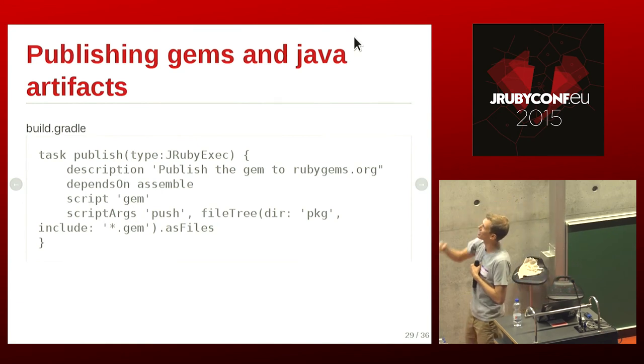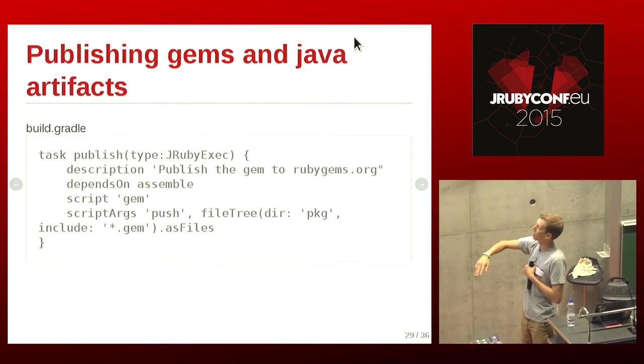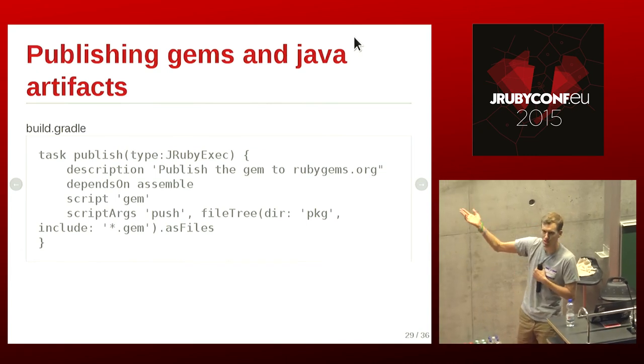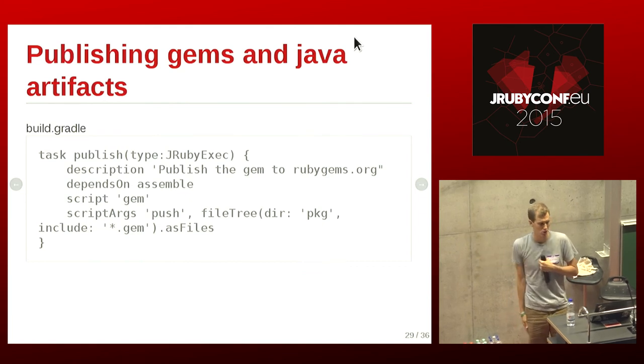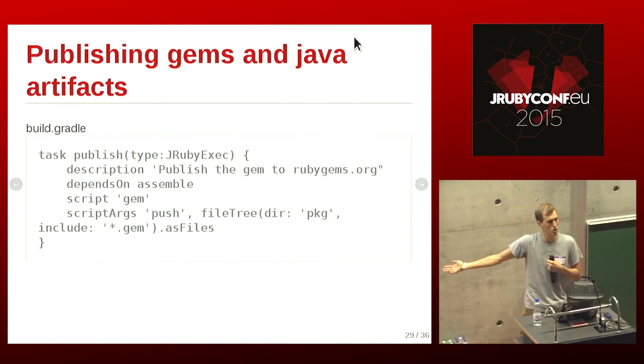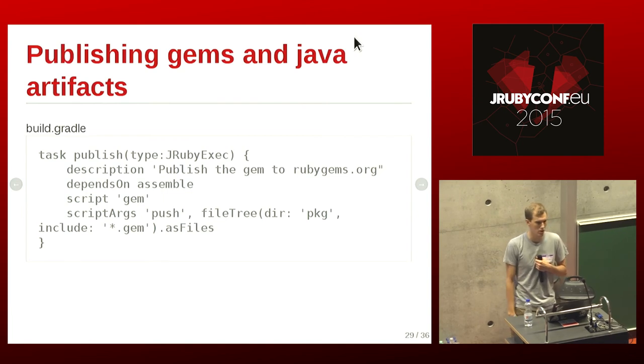This is something that will be coming in a future release, but right now, if you need to call anything or you need to work with anything in the Ruby ecosystem, you can just fire up a JRuby exec. So when I need to publish gems for my JRuby Gradle projects, I just gem push the file, which works pretty well.